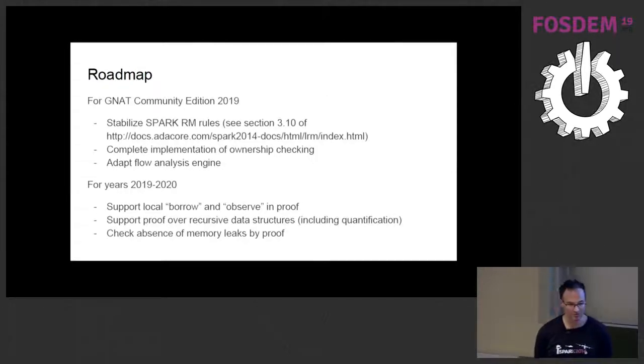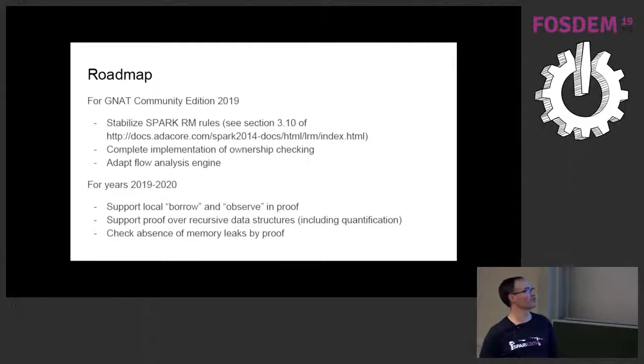In terms of roadmap, what we expect to do by the end of this spring, so May, June, when we issue the GNAT community release, which now includes Spark and GPS and everything, is to stabilize the reference manual rules. We're still working on this. If you're curious and want to have a look, it's online. It's still evolving a bit to make sure that we have something sound that maps to the implementation. We also want to complete the implementation of the ownership checking. What I showed was what's working right now, but there's still a lot of work to make it work in all conditions and to implement all the rules that are already defined. And to adapt the flow analysis engine.